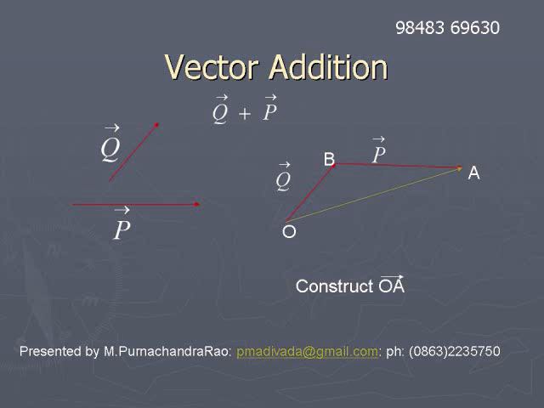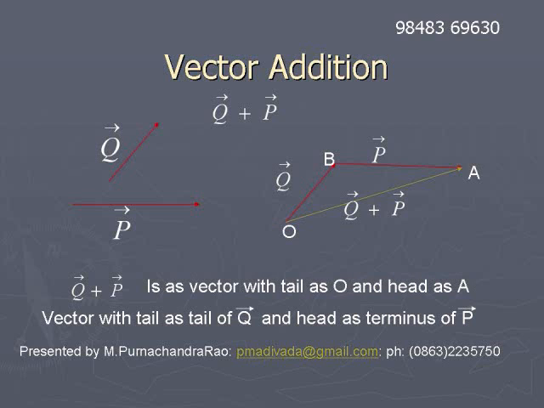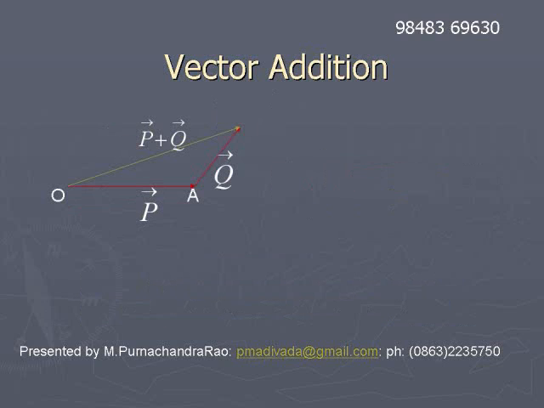Now take the vector with tail as O and head as A. The vector with tail at O and head at A is q bar plus p bar. So q bar plus p bar is a vector having the tail of q bar and head of p bar. Like this we construct q bar plus p bar.